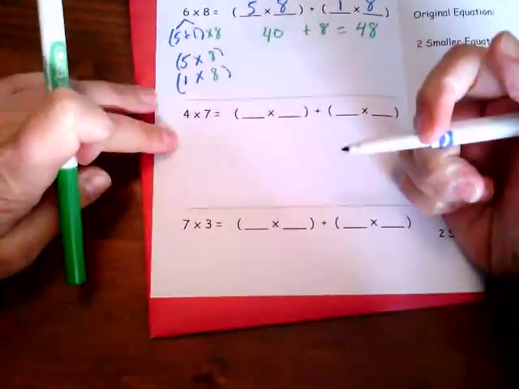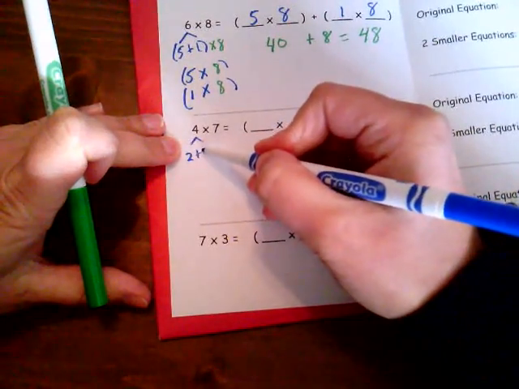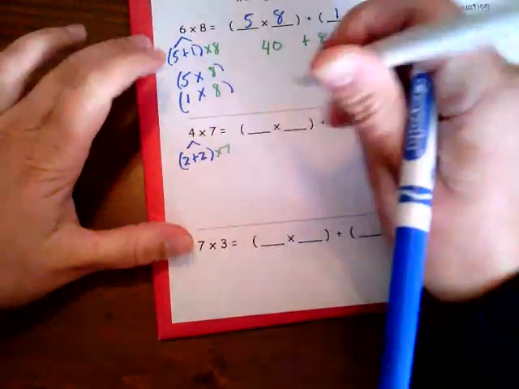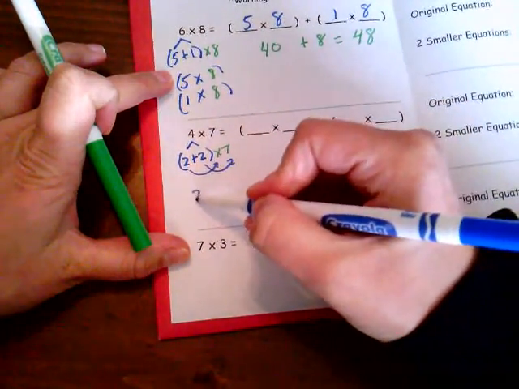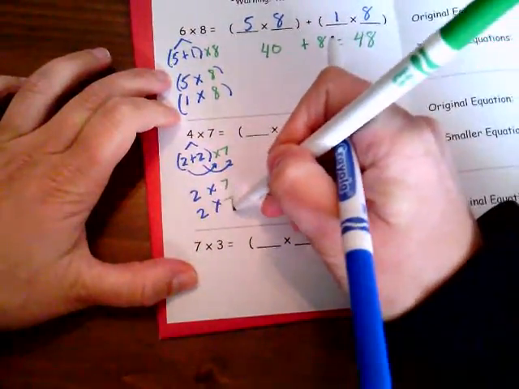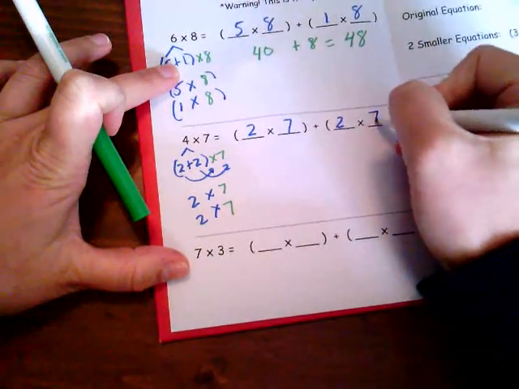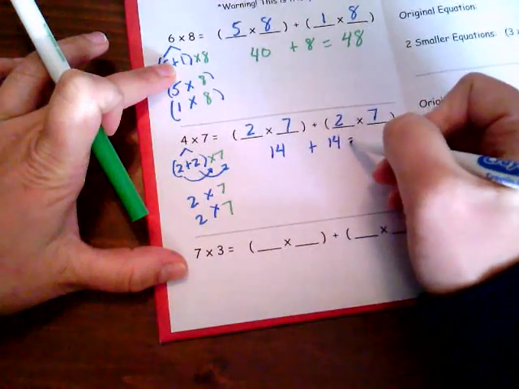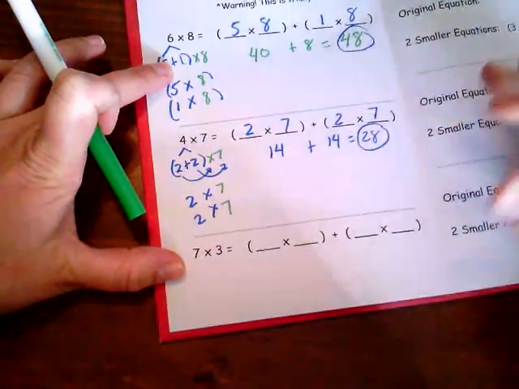Let's take a look at this next one. Let's break up the 4 into a 2 and a 2. And we keep our 7 the same. I make my 2 new equations with my 2's, and I keep that 7 the same. And now I have a 2 times a 7 and a 2 times a 7. I know that those equal 14, and when I add them together, I get 28.